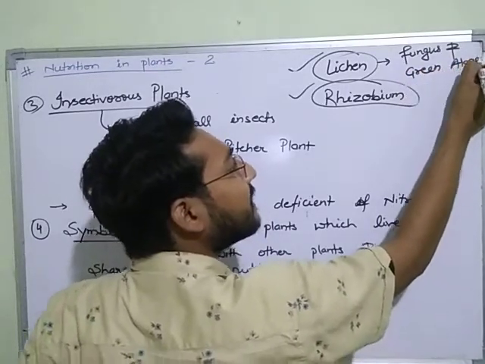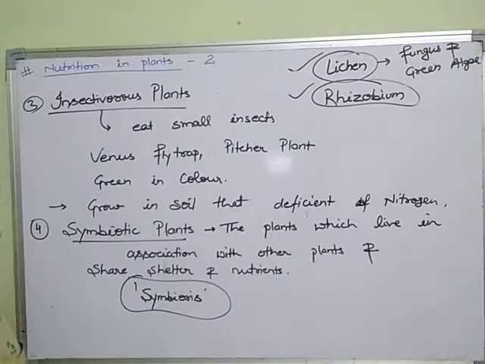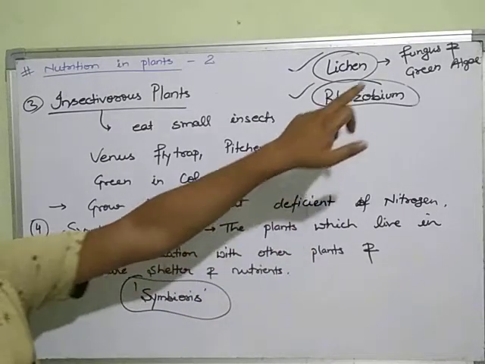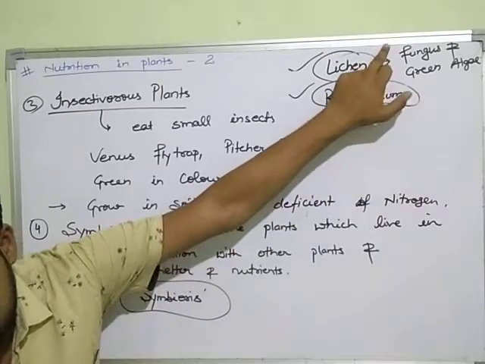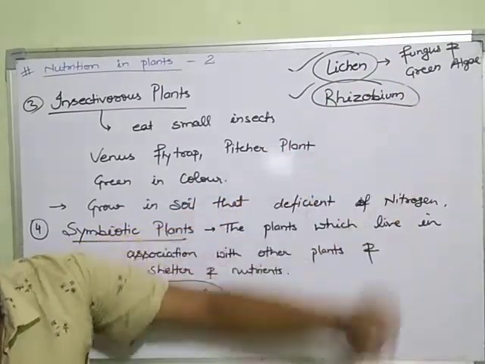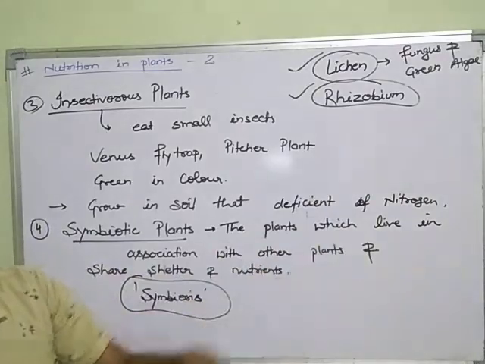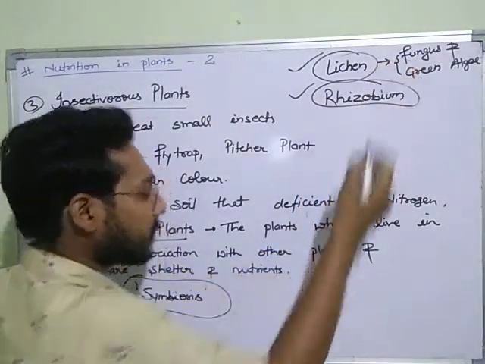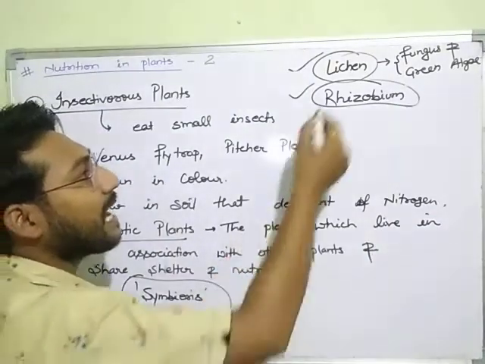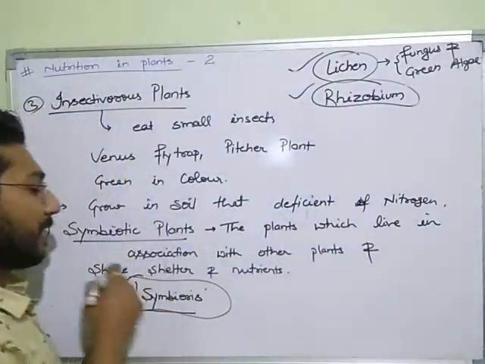That means they have a mutual relationship. So what kind of relationship is there between fungus and green algae? The fungus gets nutrients from the algae, and the algae gets shelter from the fungus. So this type of mutual relationship is known as symbiosis, and this type of plants is known as symbiotic plants.